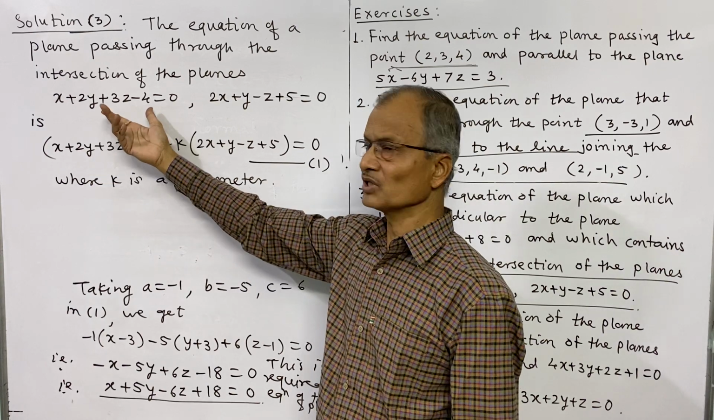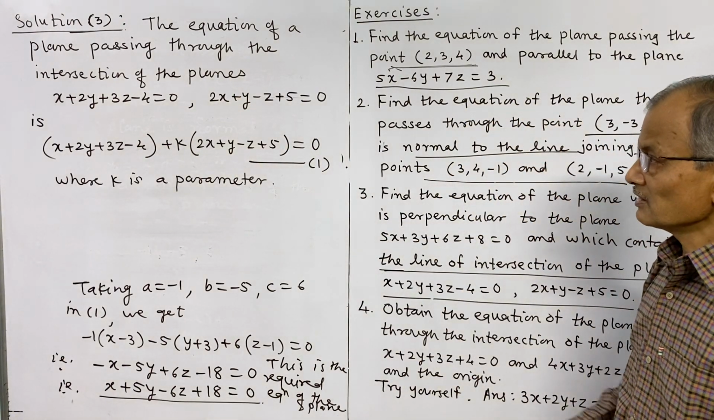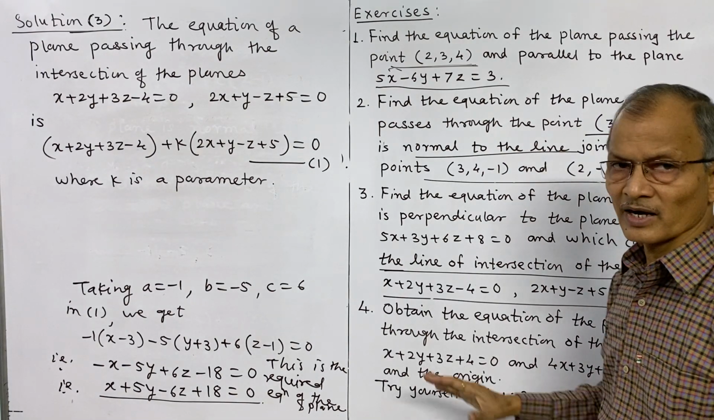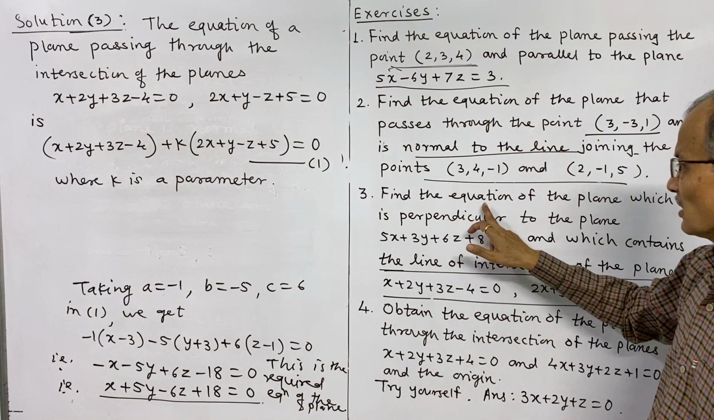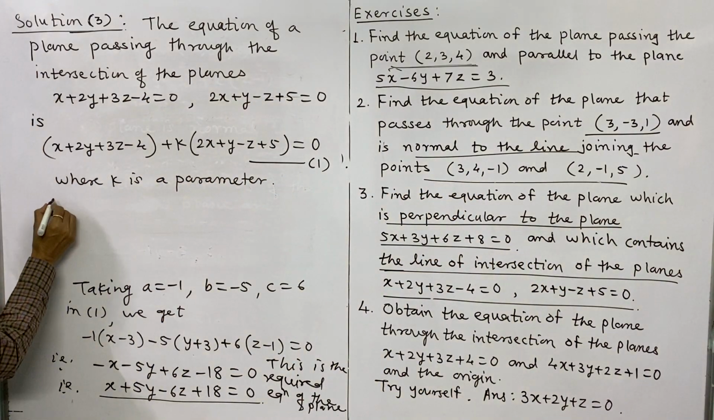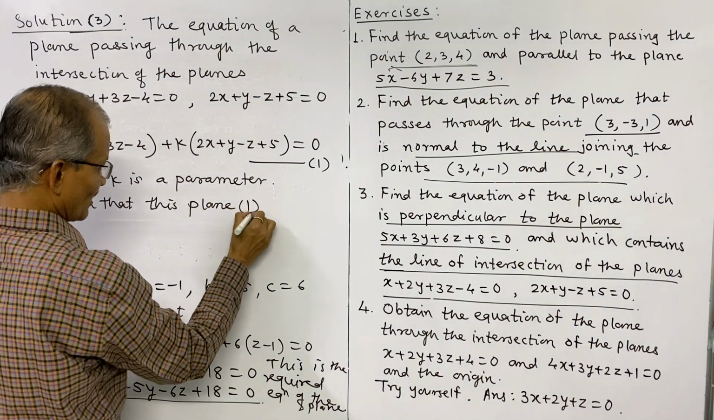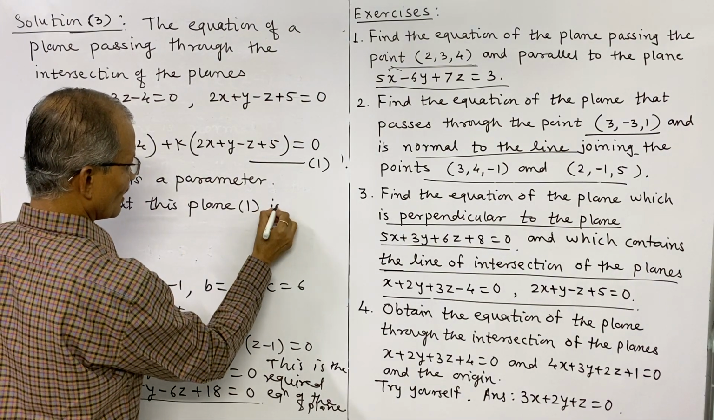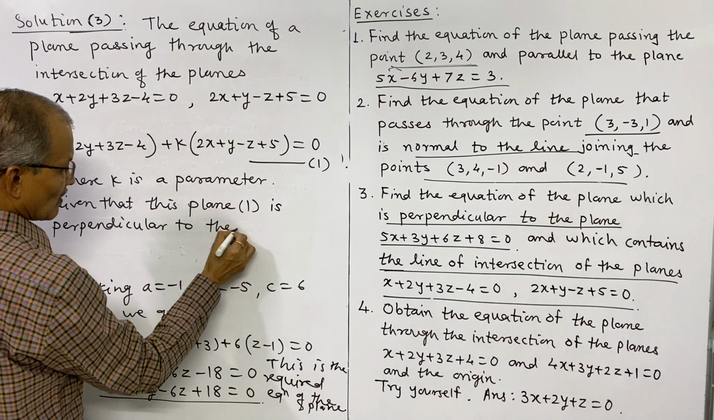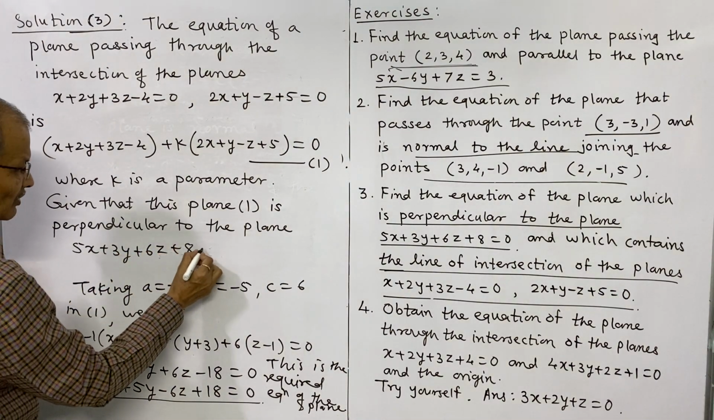The left side of the first equation in general form, plus k times the left side of the second equation, is equal to 0. This represents all the planes passing through the intersection of these two planes. And k is a constant, to be determined using the one more condition. The one more condition given is that the plane is perpendicular to the plane 5x plus 3y plus 6z plus 8 is equal to 0.